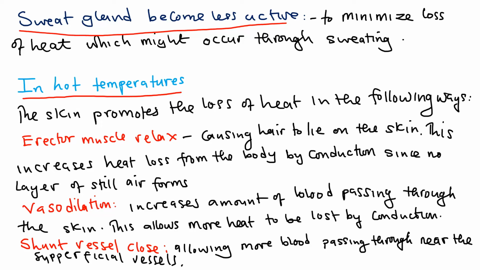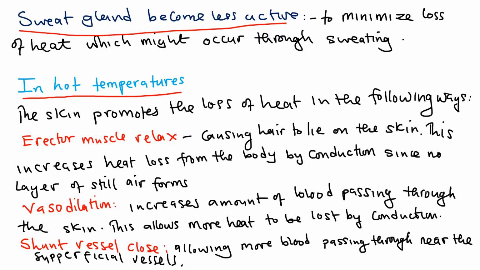Otherwise, let us proceed to look at what happens in the hot temperature. So still looking at the mechanism of thermoregulation. When it is hot, the skin promotes loss of heat from the body. When it is hot, the body needs to lose heat. And of course, the skin promotes the loss of heat in the following ways.